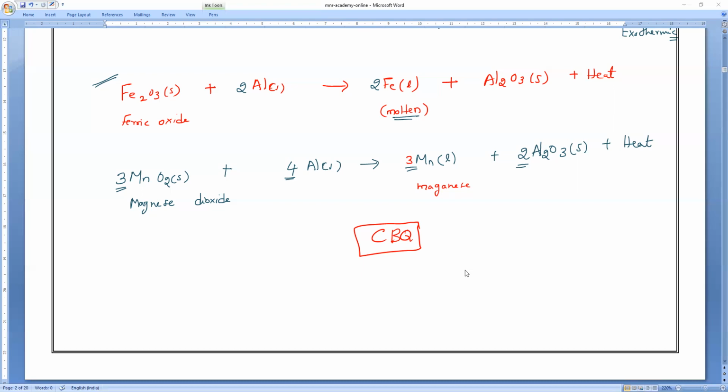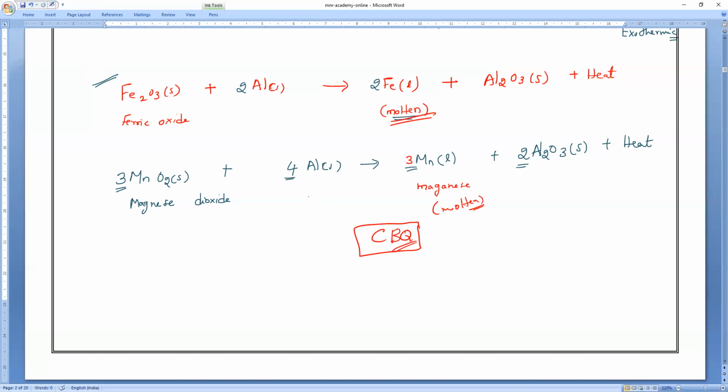So by the time we are having two options. One is either ferric oxide or manganese dioxide reacting with aluminum, because in both cases we'll get the molten metal. So based upon the molten state, there is a possibility of them asking CBQs. Now the way of asking may be different.